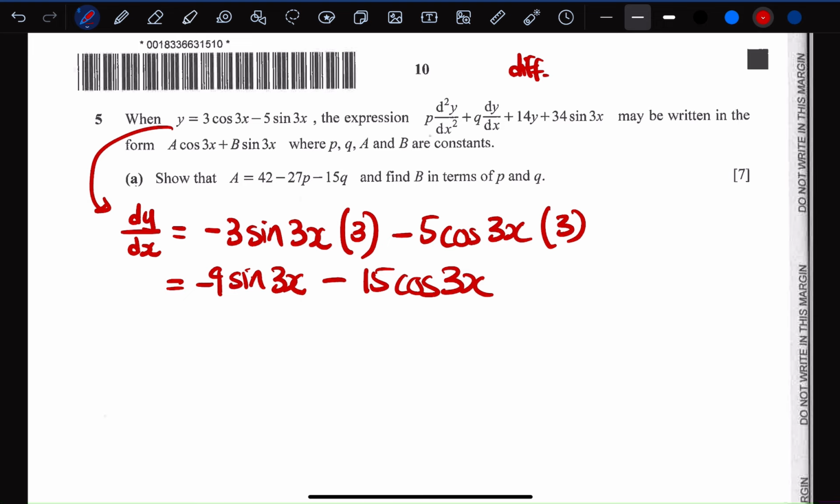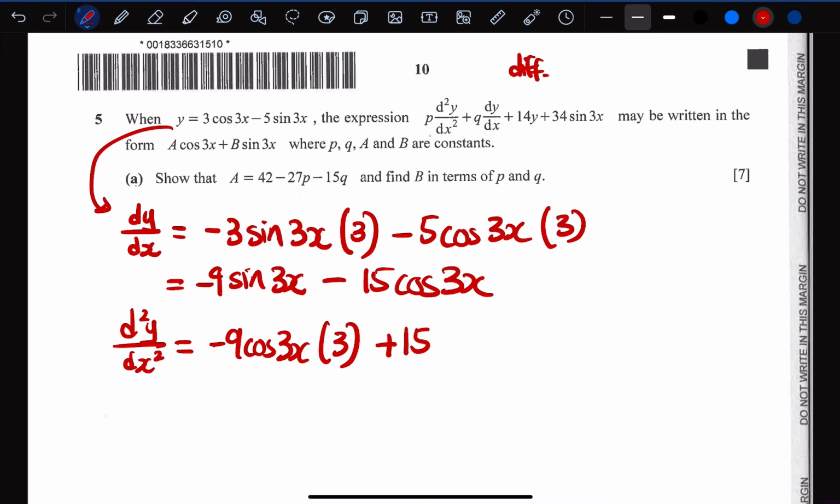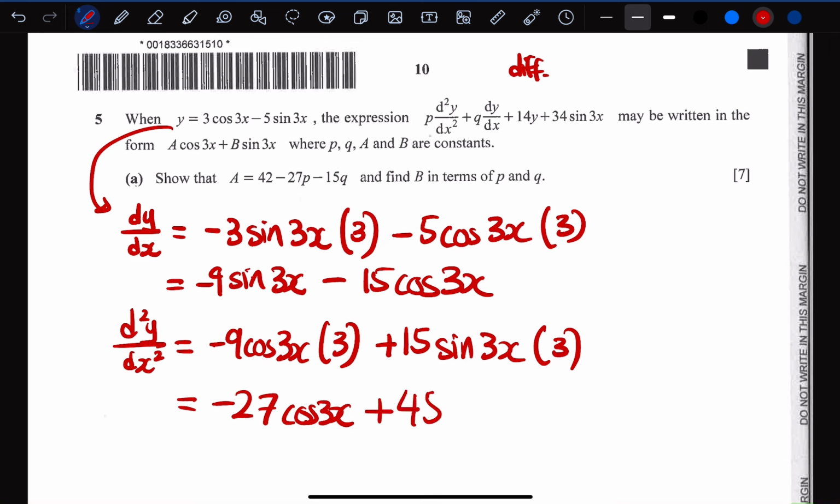Then afterwards, we get our second derivative, our d square y over dx square. Right, so we differentiate sine now. Differentiate sine, we get cosine, and we get a 3. We differentiate cosine, we get negative sine. So negative sine will cause it to become positive. And we get another 3 at the back. Okay, here we simplify it. Negative 27 cosine 3x, 45 sine 3x.